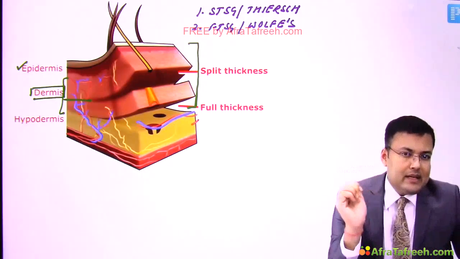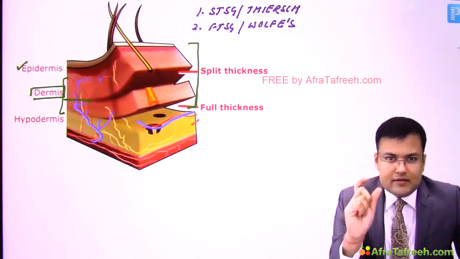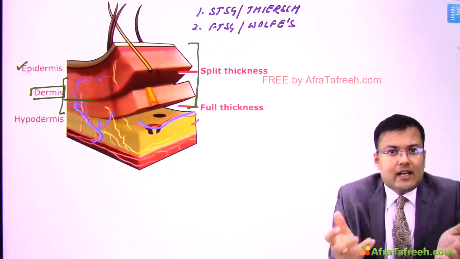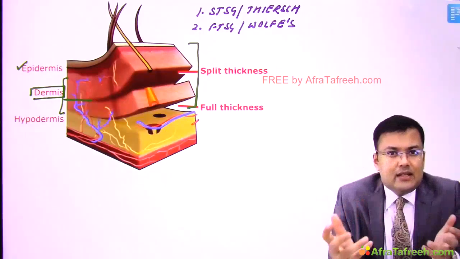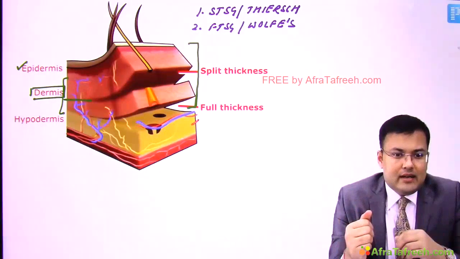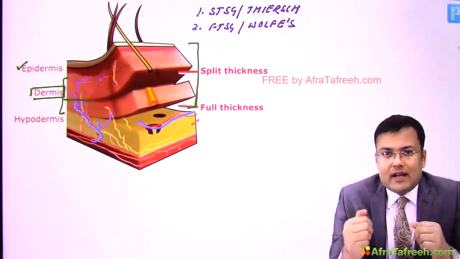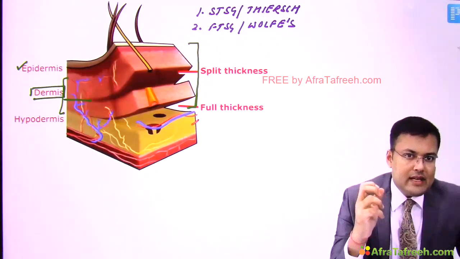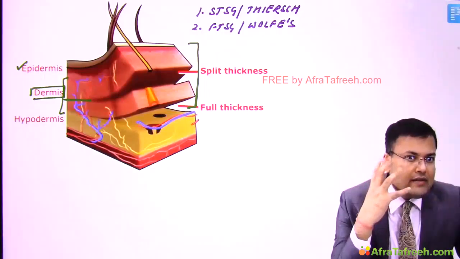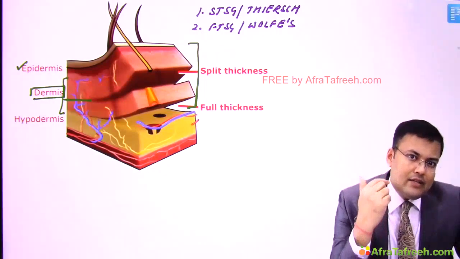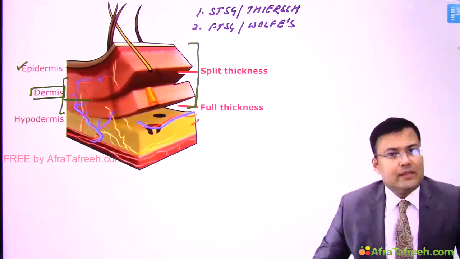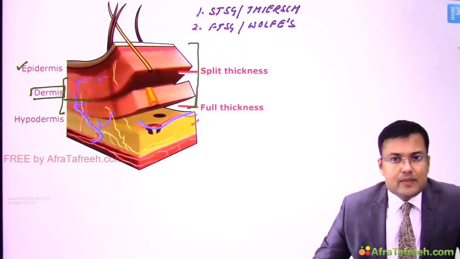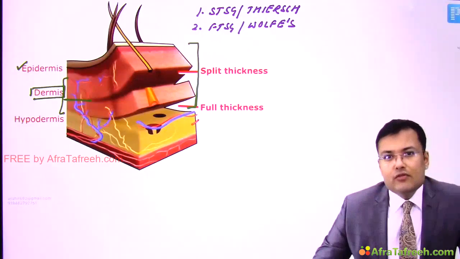See, in split thickness skin grafting, you are taking epidermis plus part of dermis, right? It means whatever the donor site is used for skin grafting, that heals spontaneously. And if it heals spontaneously, repeated grafts can be taken. We can take a large graft, and here survival is easy. The only problem with split thickness skin grafting is that there is secondary contraction. So the graft is going to contract, and because of this, the cosmetic appearance of the graft is poor. Clear?